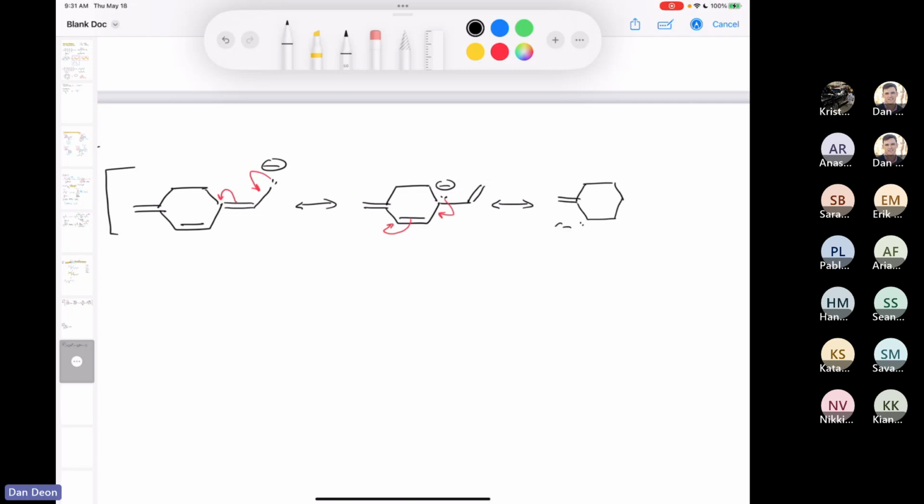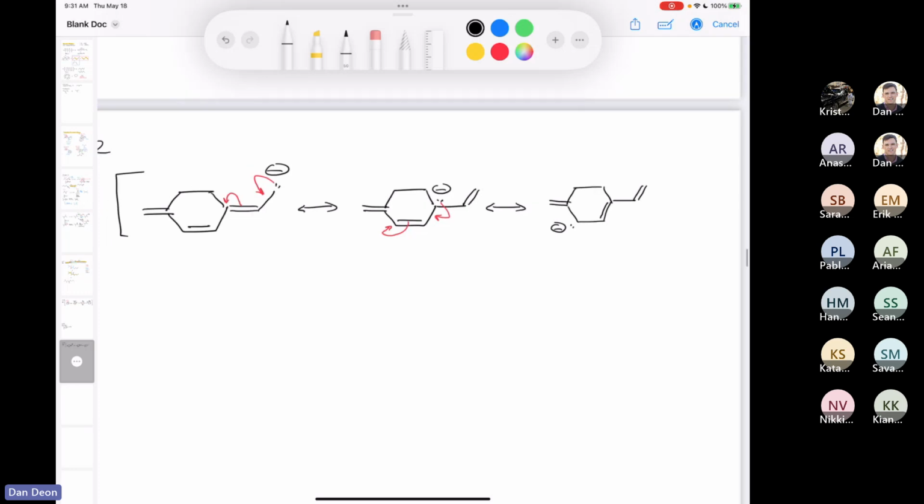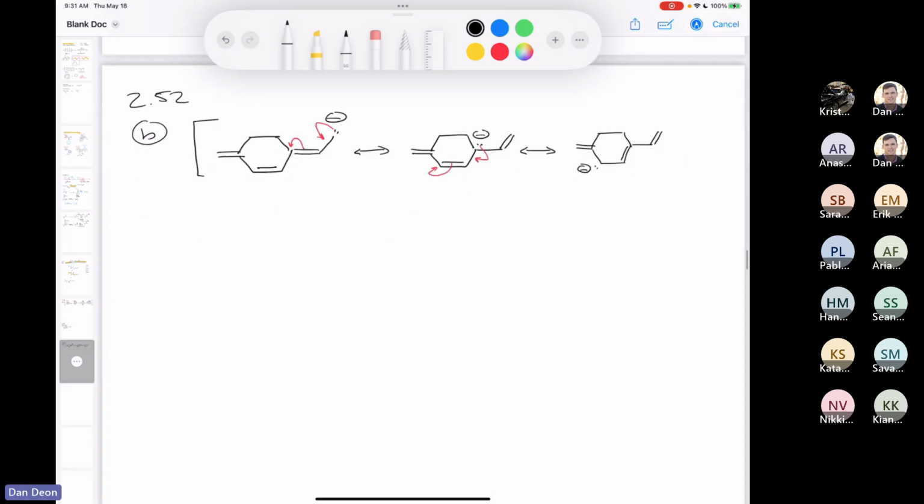And now we have a pair of electrons here. There we go. And we're going to have a pi bond here, and then we have a pi bond here on the end. And then we're going to draw another resonance form because we have another allylic lone pair right here.